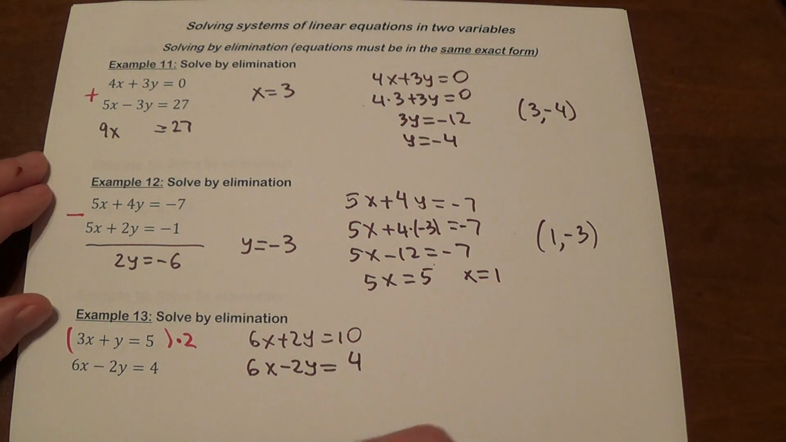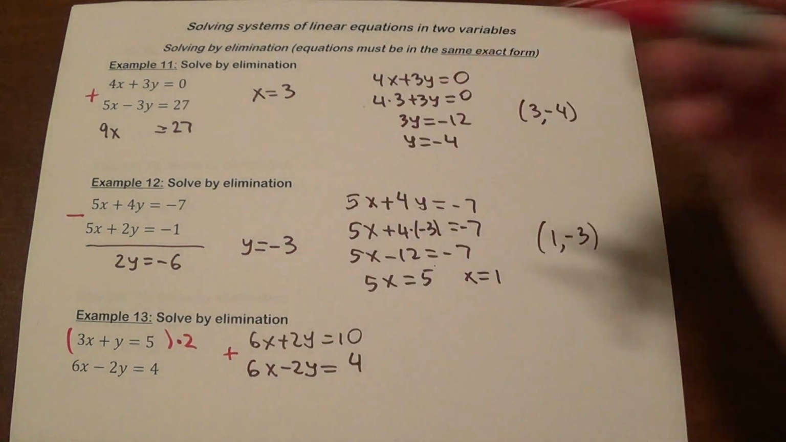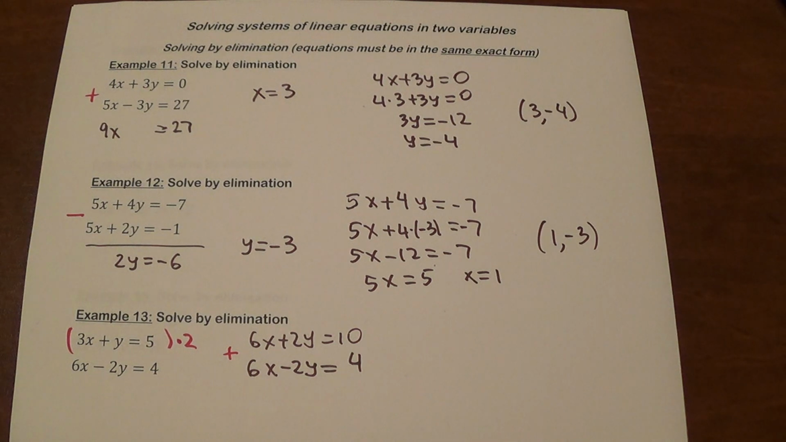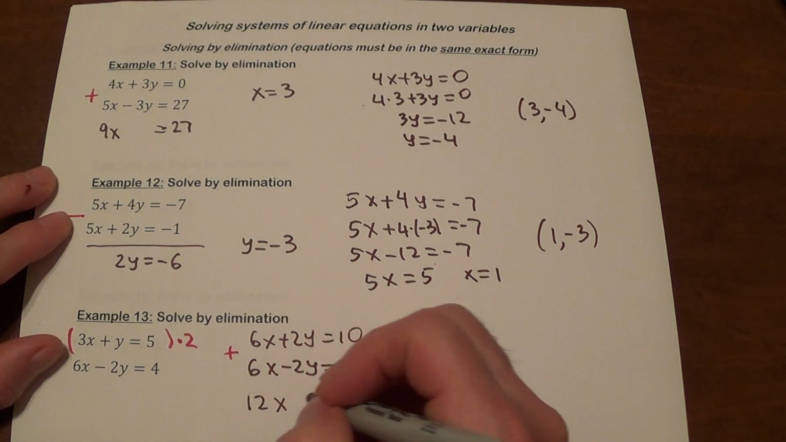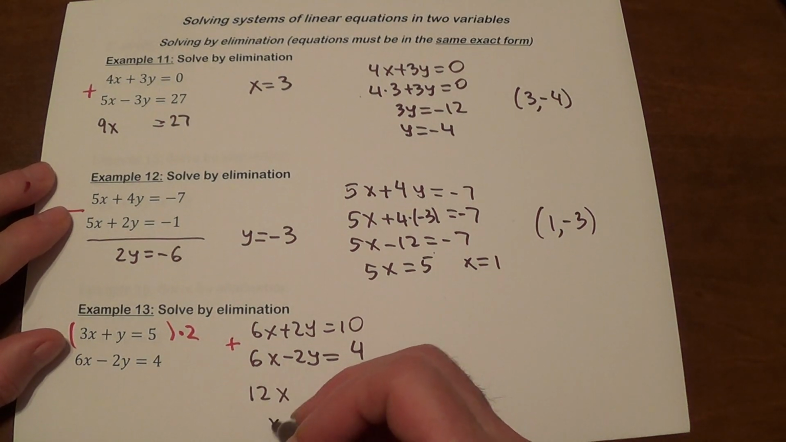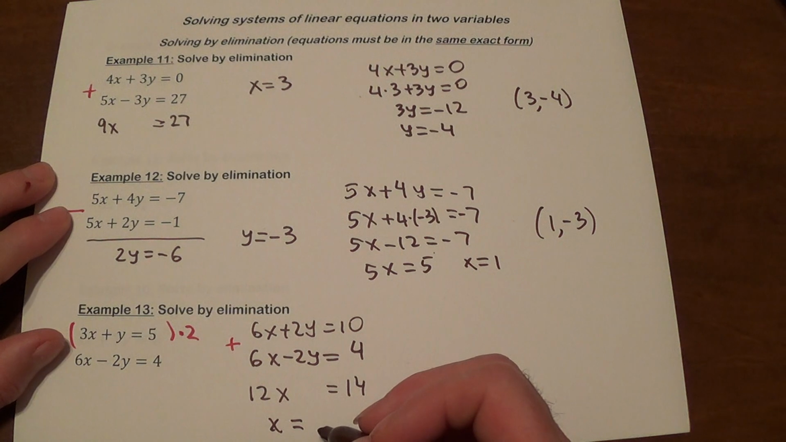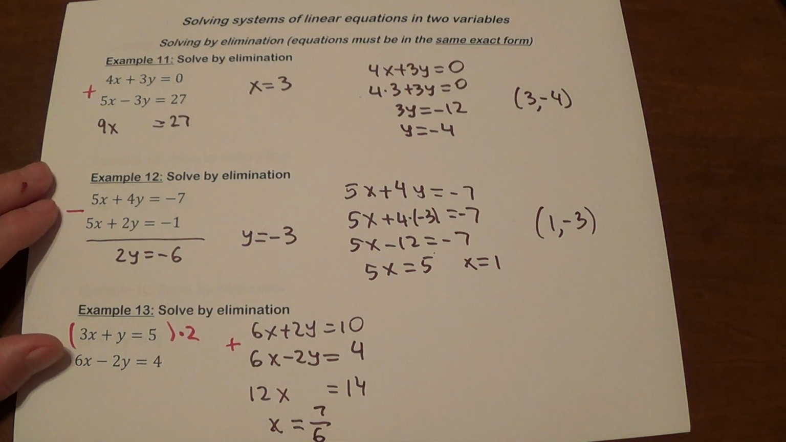2y and negative 2y, my y's have opposite coefficients. I can add these two equations together. And what it's going to leave me with is 12x equals 14, which means x equals 12 divided by 14, I'm sorry, 14 divided by 12, which is going to simplify to 7 over 6.